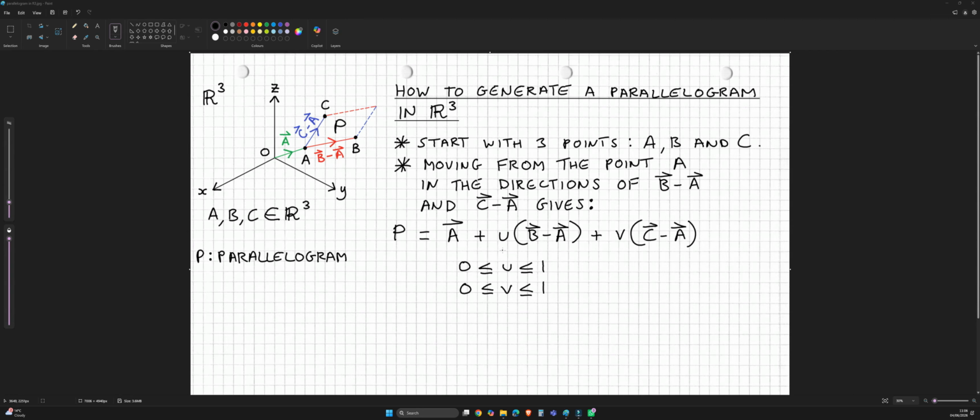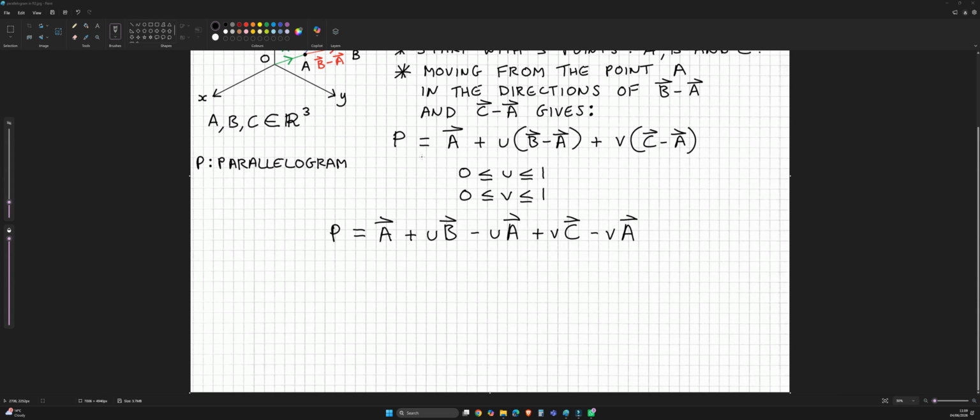Now that we've got this out of the way, I'm going to give you extra information that may be useful to know. If we expand the equation for P, we get the vector A plus u times the vector B minus u times the vector A plus v times the vector C minus v times the vector A. Collecting like terms, we get P is equal to 1 minus u minus v times the vector A plus u times the vector B plus v times the vector C.